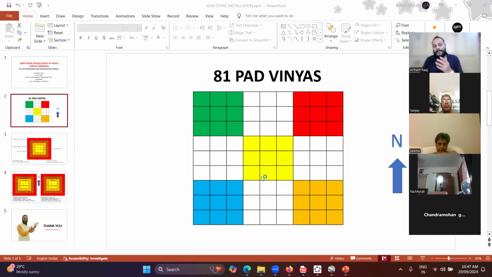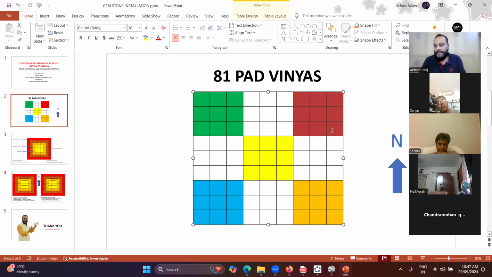This is how it looks. 9 nines are 81 blocks. Each direction will get 9 blocks. The red color, whatever you see, the 9 blocks is called the northeast direction. The next 3 by 3 blocks are called the east direction. Next 3 by 3 blocks are the southeast direction. Next, the south direction. Next, the southwest direction. Next, the west direction. Next, the northwest direction. And this is the north direction, and the center is Brahmastan.